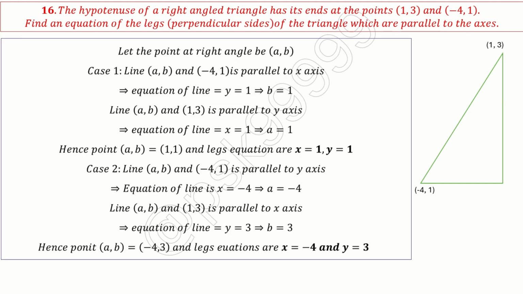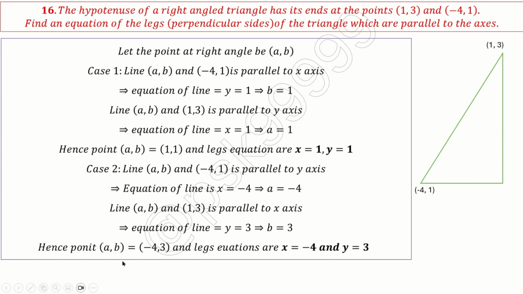Okay. So let the point at the right angle be (a, b). Okay. So case 1: (a, b) and (-4, 1) is parallel to the x-axis. Let's say this is parallel to the x-axis. First assumption. Correct. Which means if it is parallel to the x-axis, then y = 1 is the equation of the line. If y = 1, b is 1. Okay. So (a, b) and (1, 3), the other one will be parallel to the y-axis. Okay. In that case, x = 1. Okay. So (a, b) is (1, 1), and the legs' equations are x = 1 and y = 1. Correct. This is my case 1. Similarly, you do case 2. In case 2, you will take (a, b) and (-4, 1) as the y axis and this as the x axis.